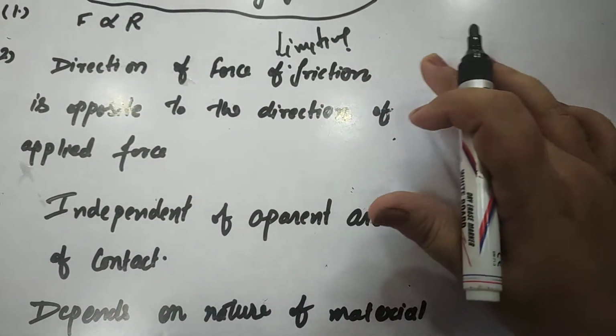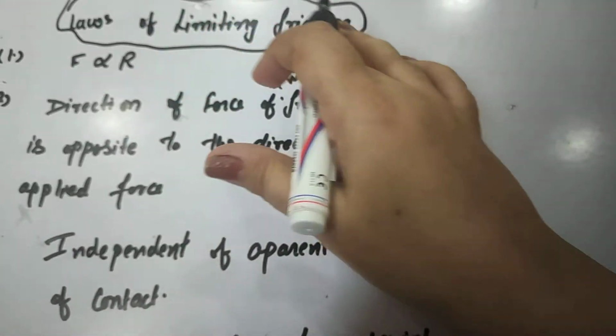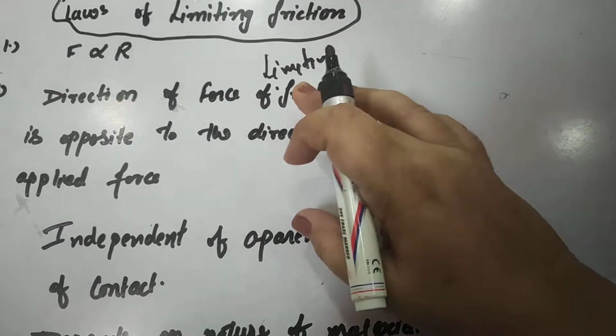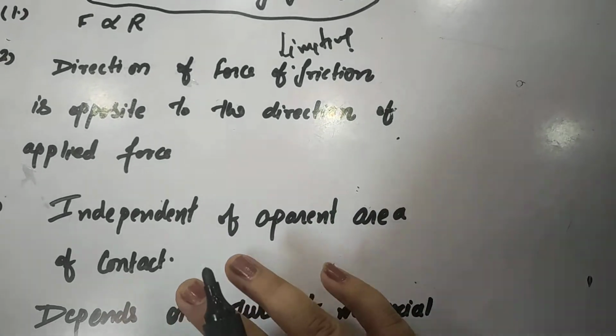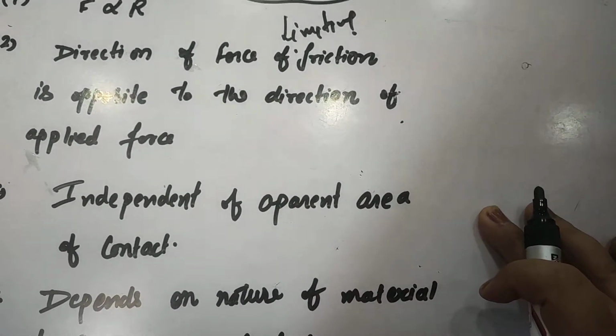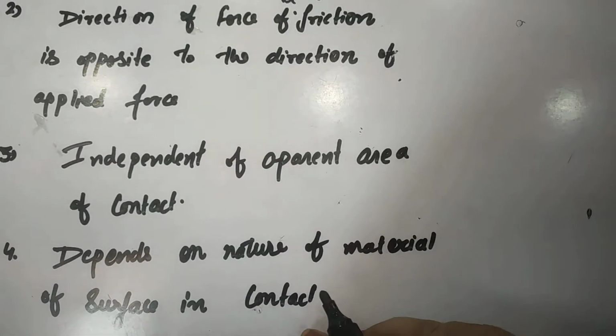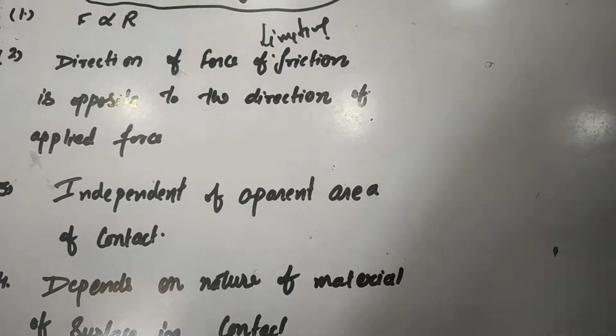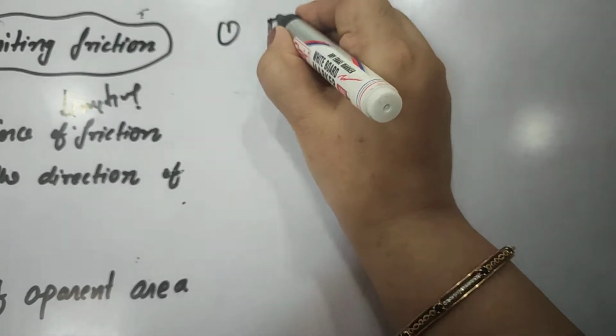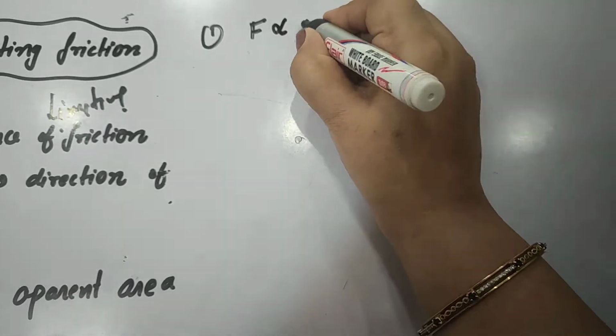We can write here force of friction, but since we are focusing on limiting friction, I have written limiting friction. It is independent of apparent area of contact and depends on the nature of material of surfaces in contact. Let us now discuss all the laws one by one. Now the first case is that force of friction is directly proportional to R.